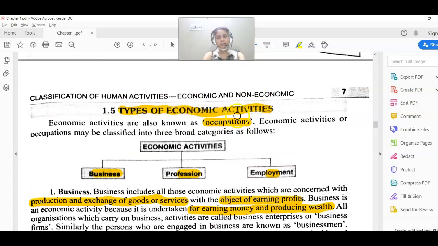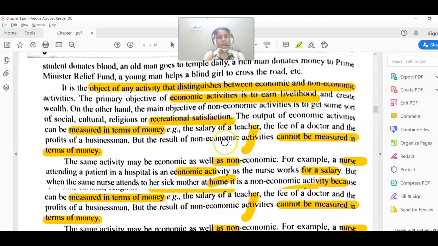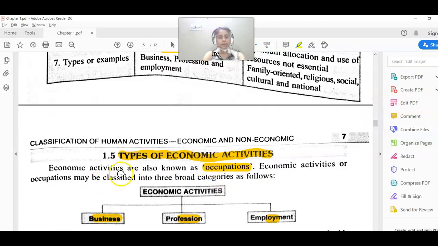If you want, I can share this copy where I've highlighted all, or you can highlight in your book as well. Okay, thank you.